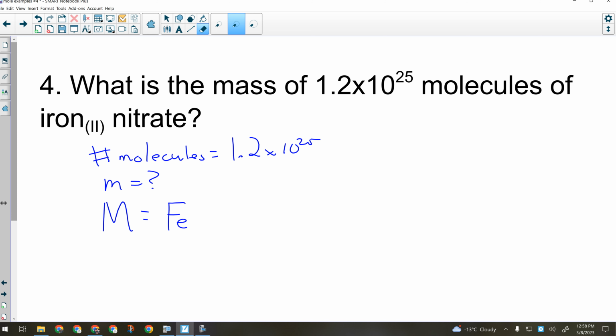Okay, so iron, what does the Roman numeral tell me about iron? It's charged 2+. And it's with nitrate, which is always -1. What do I have to put around a polyatomic ion? All right, so there's our formula.